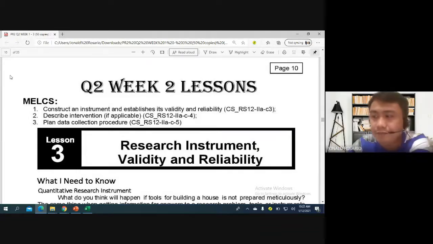Okay, so for our last lessons dun sa first week, we discussed research designs. Yan, so ang mga research designs natin, meron tayong descriptive. Okay, we have correlational. Dun sa descriptive, hiniwalay nila actually ang correlational is a type of descriptive also.